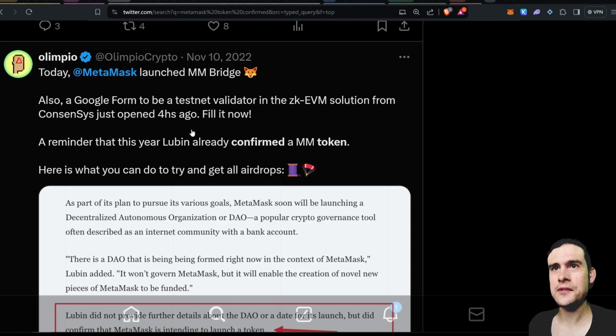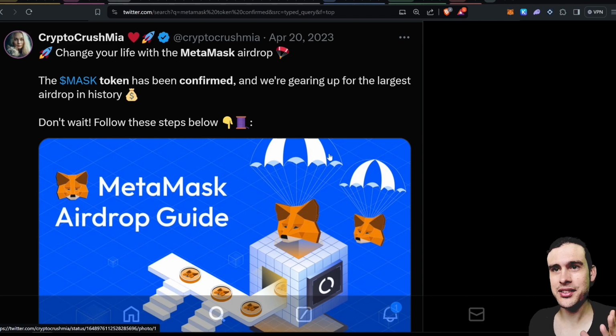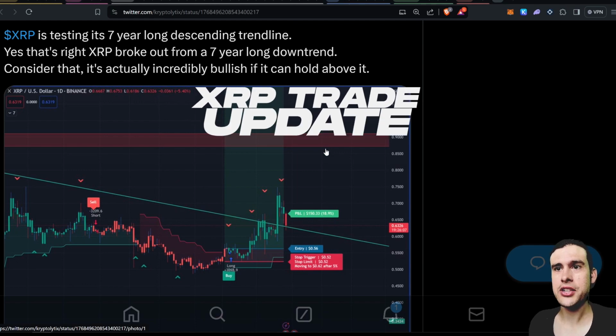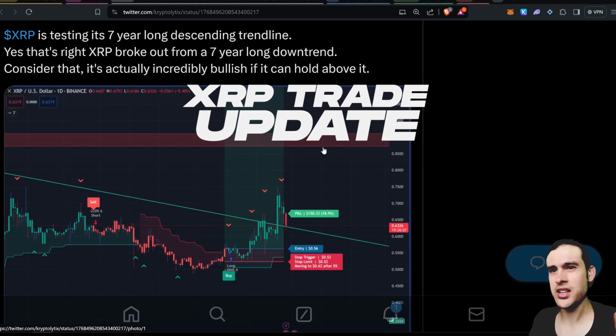This was at the end of the last bull market. So, if some people are talking about Metamask airdrops, well, they've been talking about it for like 3-4 years now. So, you know, don't hold your breath. I mean, it probably will happen. It'll probably come eventually, right? But as in, it's probably not going to come anytime soon. So anyway, just thought I would address that and just quickly update on the XRP trade, which I mentioned in the last video.